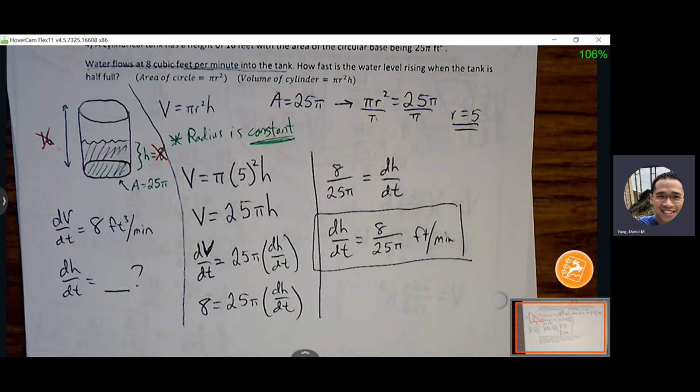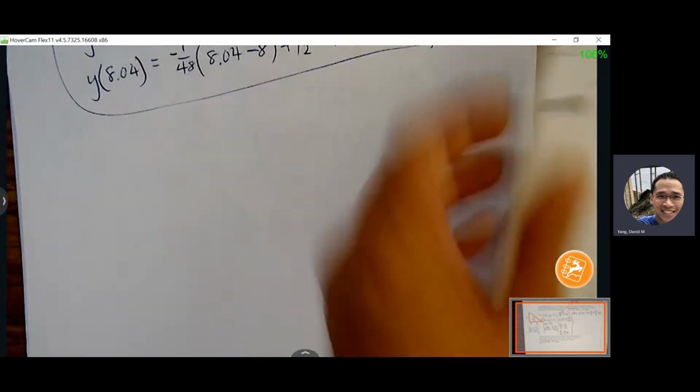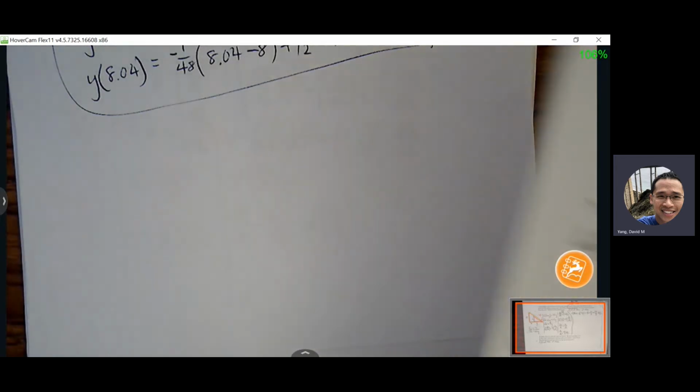You always have to simplify the radical. Otherwise, you run into an issue of having to go through product rule and power rule, and product rule, you don't want to do that.